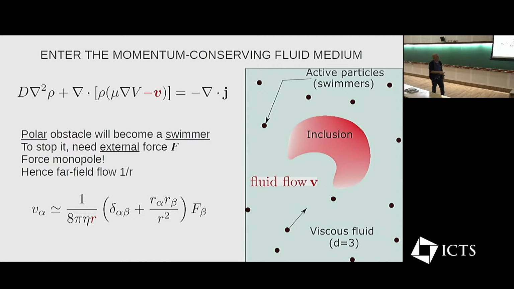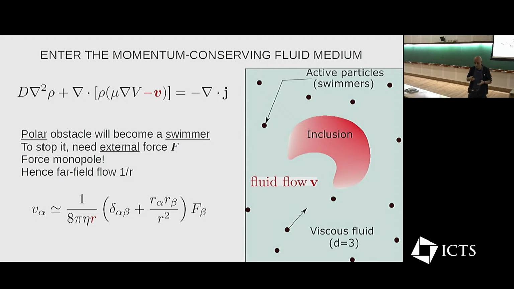That's about all. But the important thing is if you stick an object into that medium, supposing I take an object that looks like this. Notice this clicker is a polar object. If I take this object and put it into that active medium, it will become a swimmer. That is, the generic interaction of an active bath in a momentum-conserving fluid with this object will propel it. Therefore, if I don't want it to propel, I have to hold it. If I hold it, it is now a force monopole.